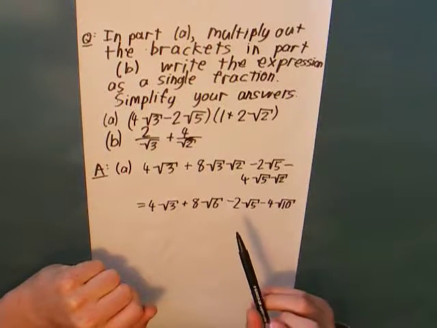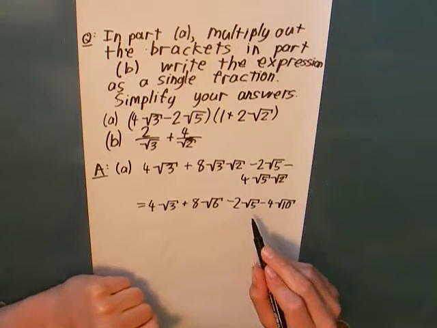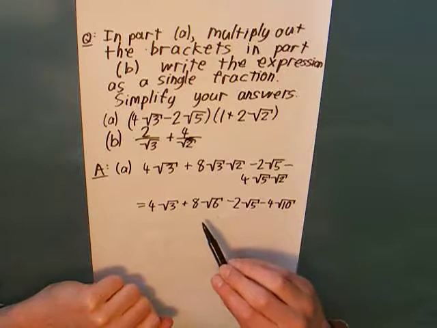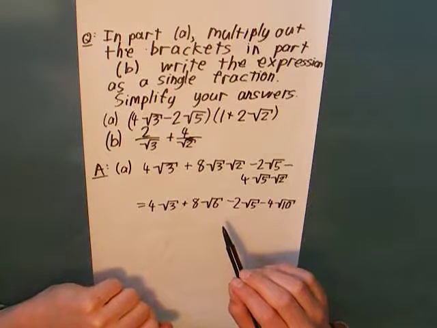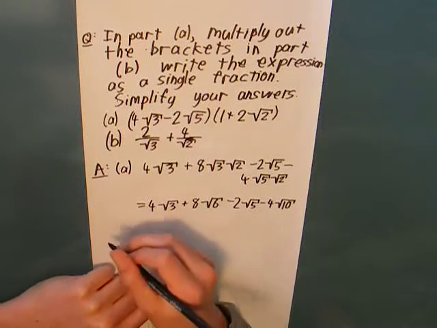Now, just a note, if you had this term, say, root 6 here, then you could just combine them as if the square roots were variables, so you'd have 8 root 6 minus 2 root 6, which would just be 6 root 6. Okay, so moving on to part B.